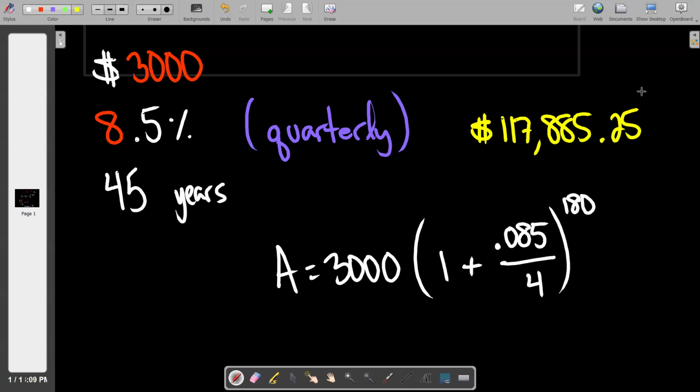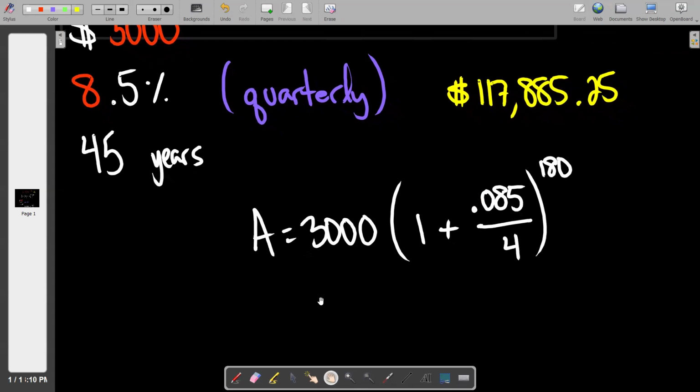So 3,000, and then in parentheses 1 plus 0.085 divided by 4 to the power of, holy smokes, 180. And this time, it's better, isn't it? So the new answer, I'll write down here in purple, and it's 132,000. And I'm actually really surprised that it made that much of a difference. That's amazing. I didn't think it would. It does change it quite a bit. Normally it doesn't. And that's why in this case, I was surprised to see that.